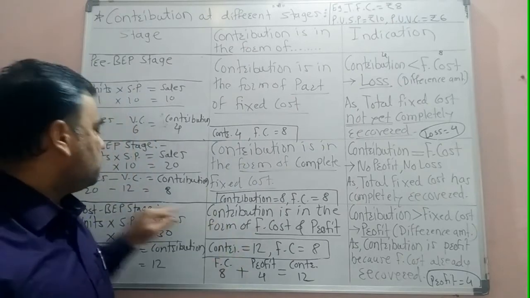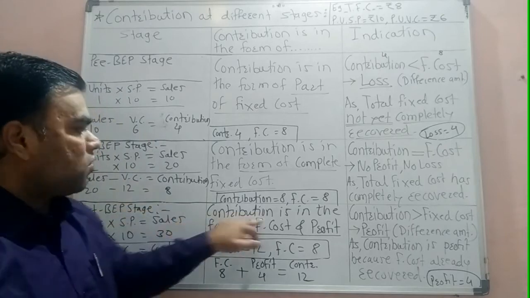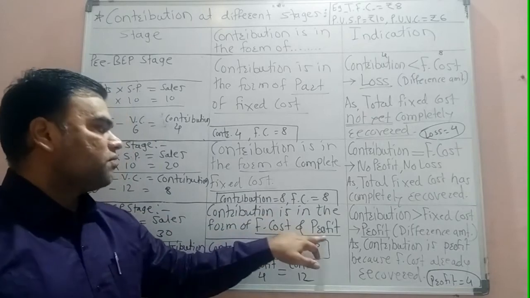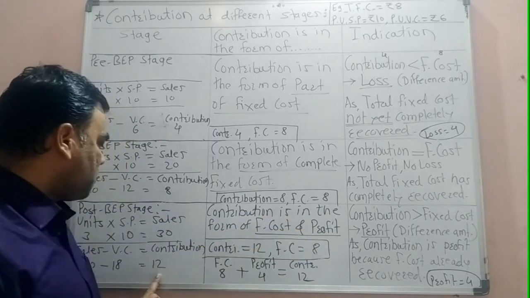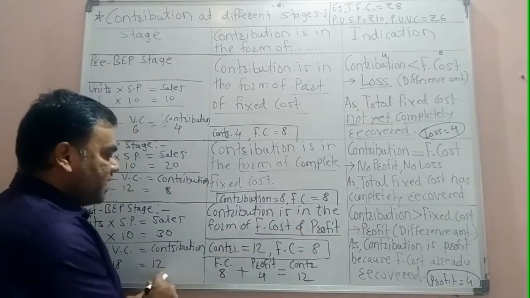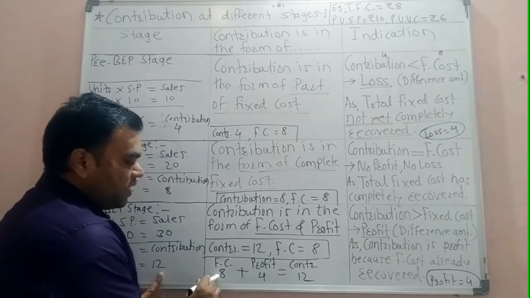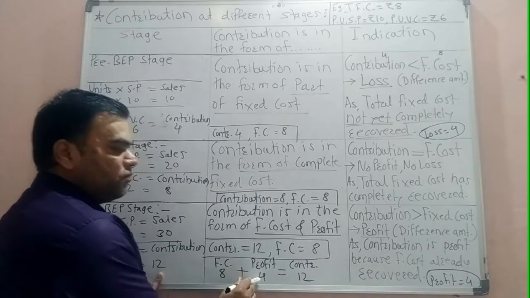So in the post-BEP stage, what happens? Our contribution is in the form of fixed cost and profit. So our contribution is ₹12. Out of that 12, fixed cost recovered is 8 and profit is 4.